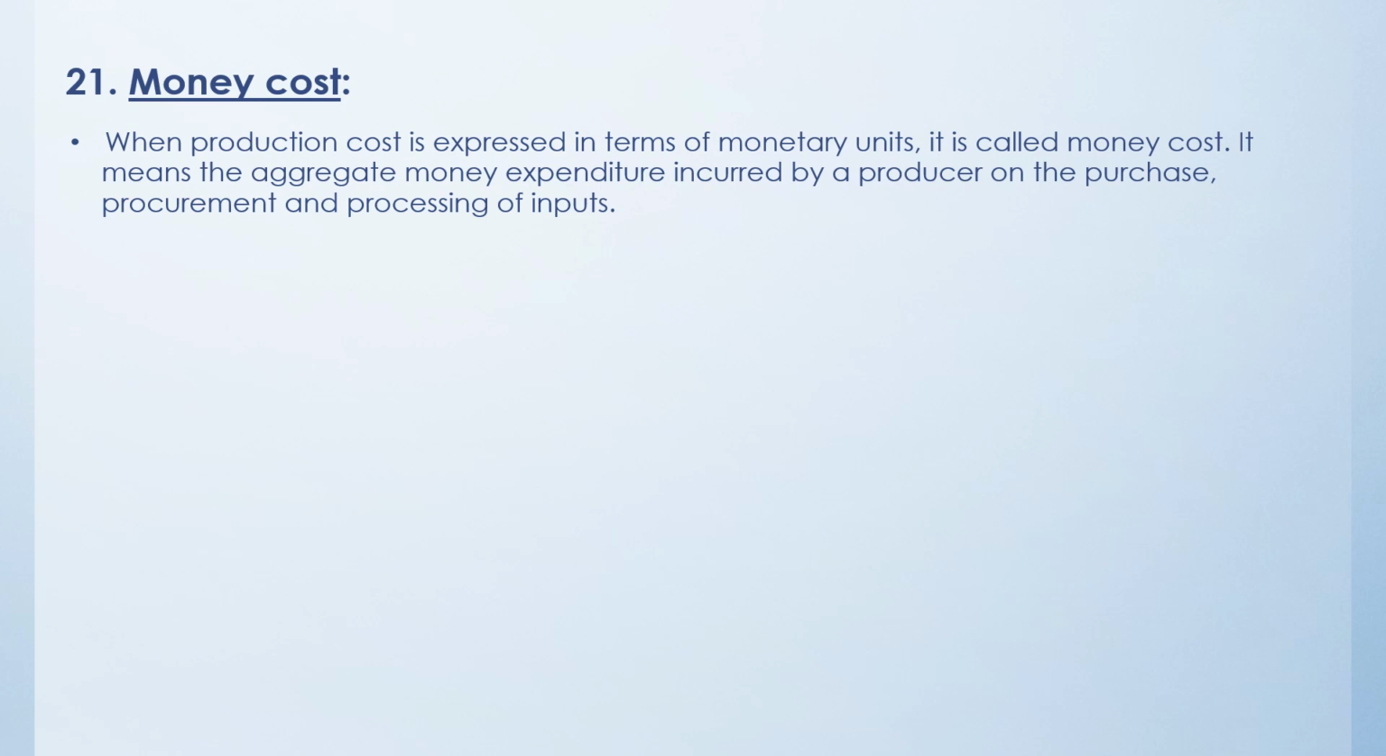Now money cost. So in simple language, money spent to produce a product is money cost. And also when production cost is expressed in terms of monetary units, it is called money cost. It means the aggregate money expenditure incurred by a producer on the purchase, procurement and processing of inputs.